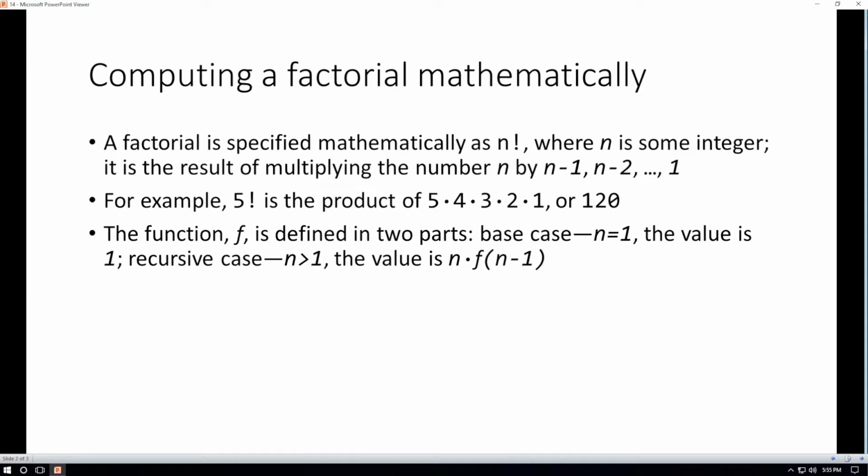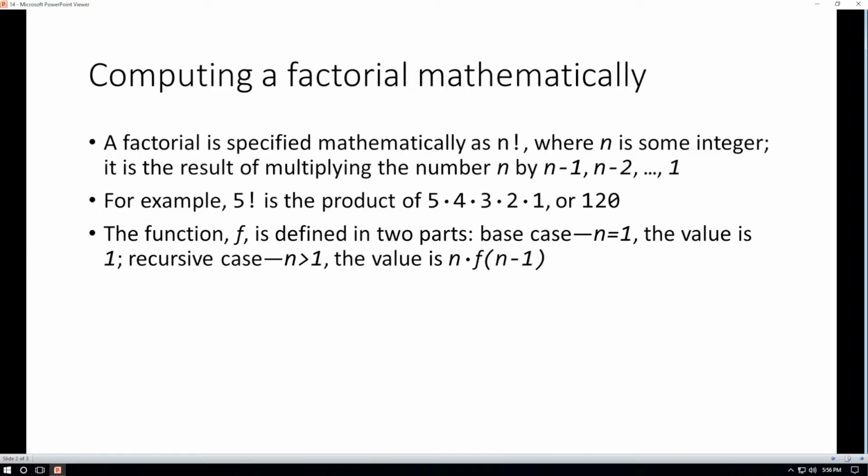We describe the factorial function as f, which is again Euler's notation for a function, and it is broken into two parts. The base case, where we solve the problem directly. In this case, if n equals 1, we know that the factorial is 1. And then the recursive case, where n is greater than 1, we consider it to be n times f, the factorial function, which takes n minus 1.